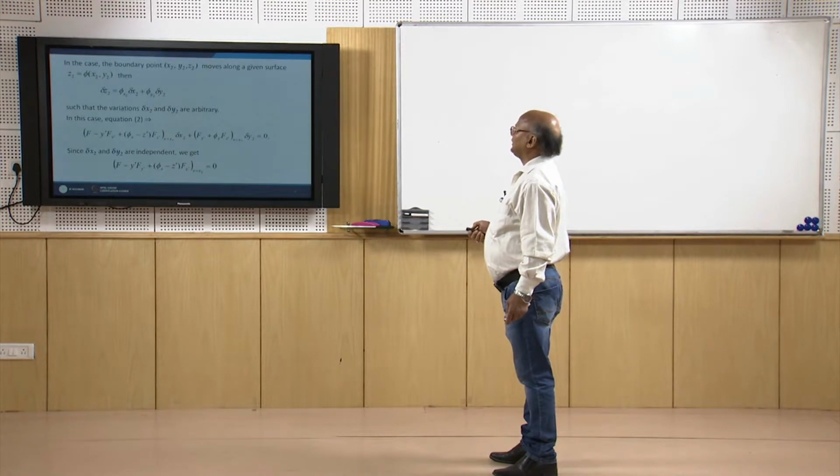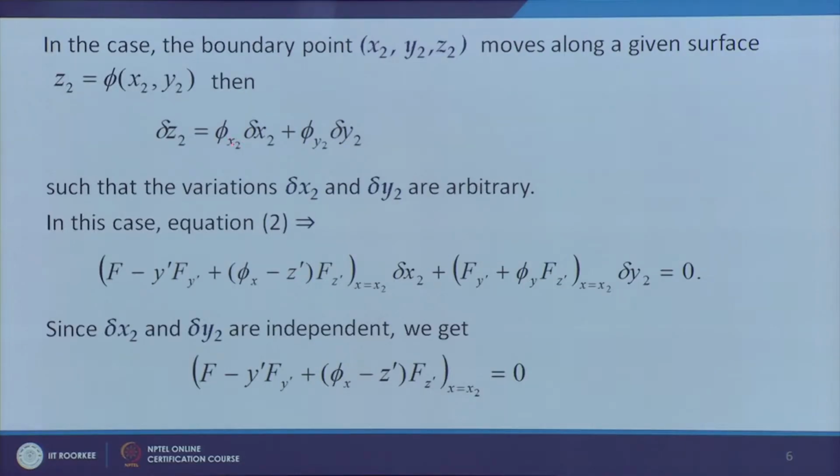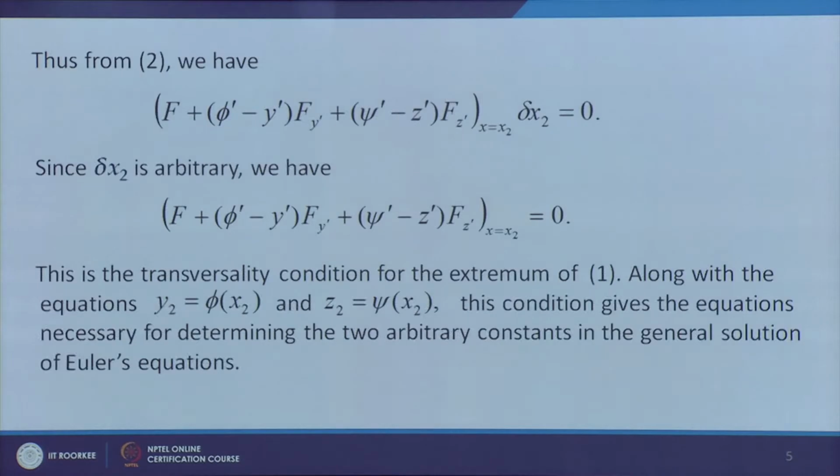So, delta z2 will be the partial derivative of phi with respect to x at x equal to x2 into delta x2, then the partial derivative with respect to y at y2, so phi y2 into delta y2. The variations delta x2 and delta y2 are arbitrary. Now, in this case the equation 2 will take the following form.